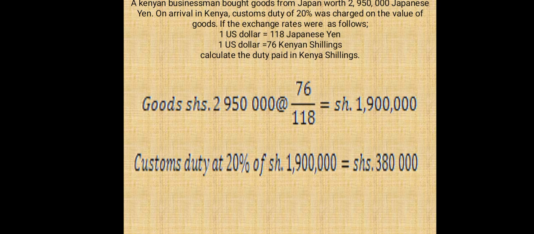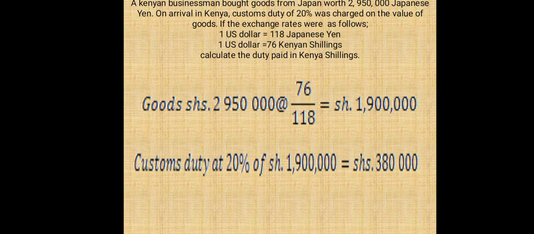A Kenyan businessman bought goods from Japan worth 2,950 Japanese yen. On arrival, Kenyan customs duty of 20% was charged on the value of the goods. If the exchange rates were as follows: $1 is equal to 118 Japanese yen, $1 is equal to 78 Kenyan shillings. Calculate the duty paid in Kenyan shillings.